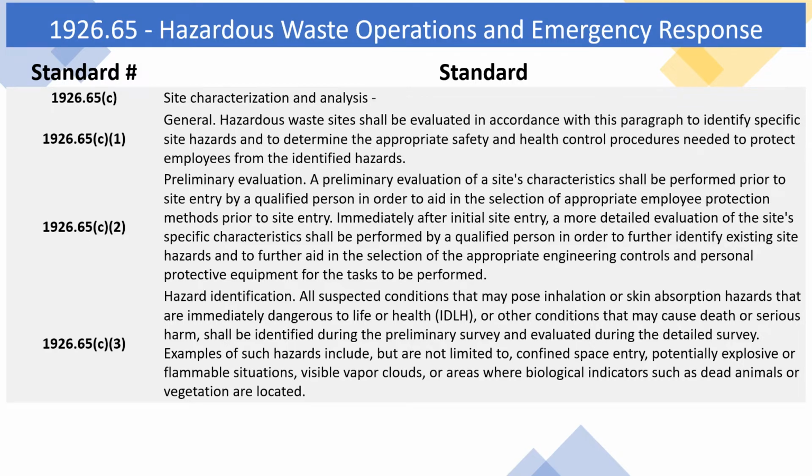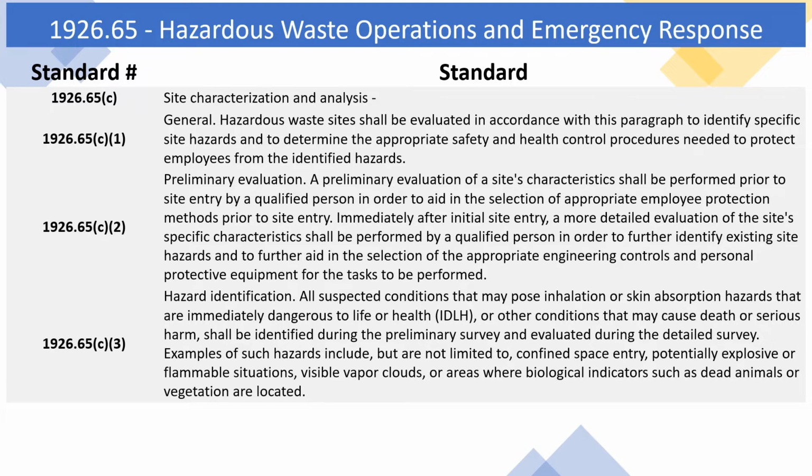1926.65(c)(2), Preliminary evaluation. A preliminary evaluation of a site's characteristics shall be performed prior to site entry by a qualified person in order to aid in the selection of appropriate employee protection methods prior to site entry. Immediately after initial site entry, a more detailed evaluation of the site's specific characteristics shall be performed by a qualified person in order to further identify existing site hazards and to further aid in the selection of the appropriate engineering controls and personal protective equipment for the tasks to be performed.